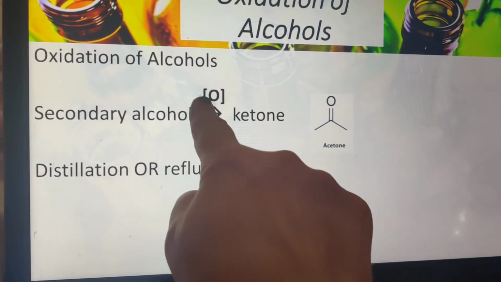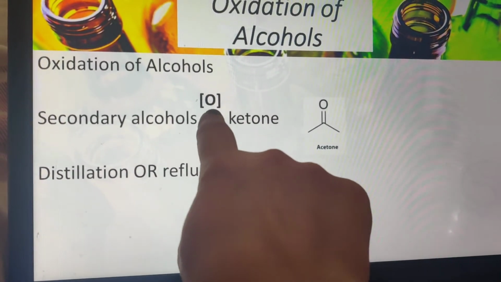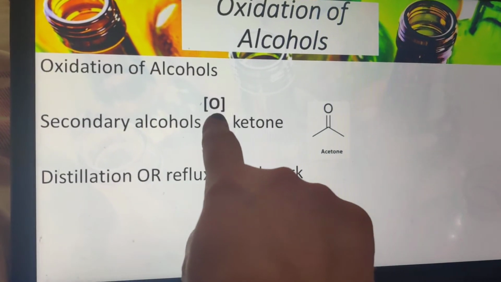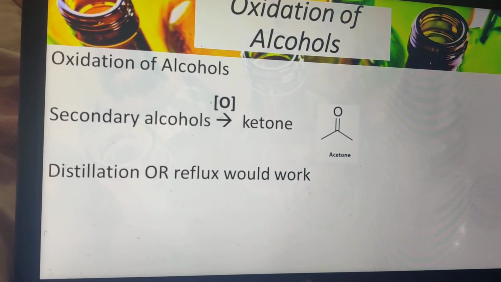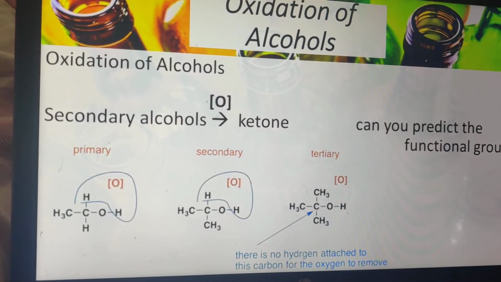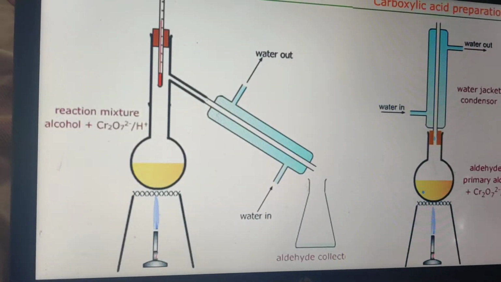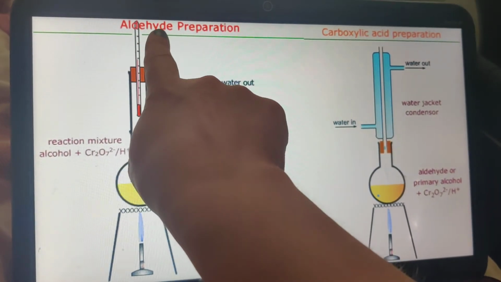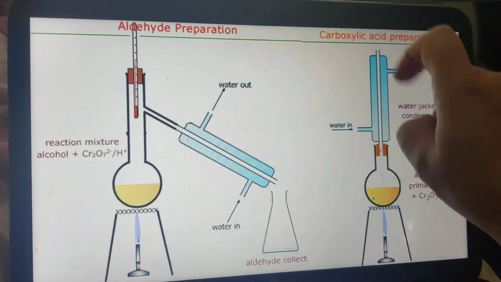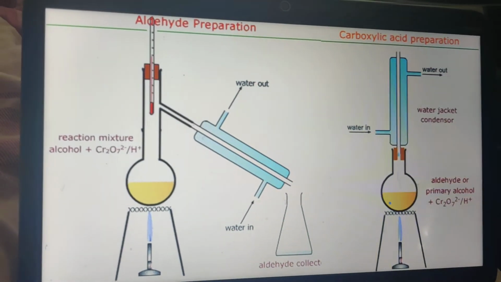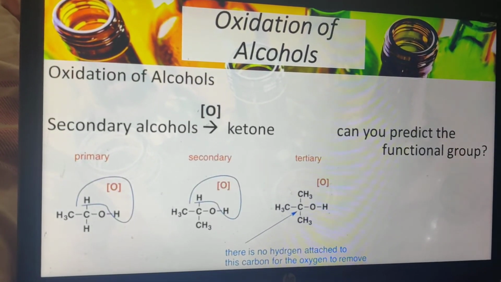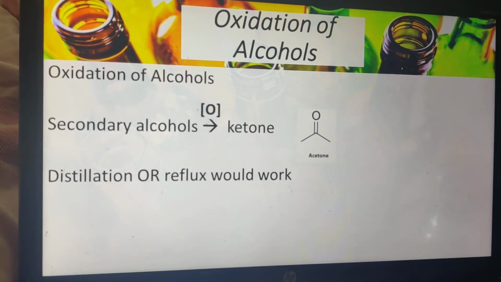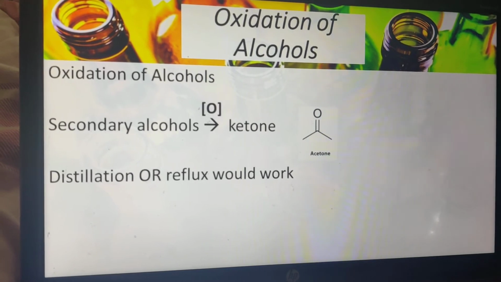This symbol here, again, is reflecting that we're using acidified potassium dichromate. Just saves you having to write all of that out every time. It's your oxidizing agent. So primary alcohols, just go back a sec. There. Primary alcohols, partial oxidation produces an aldehyde. Total oxidation produces a carboxylic acid. Secondary alcohols will produce a ketone. That's it.